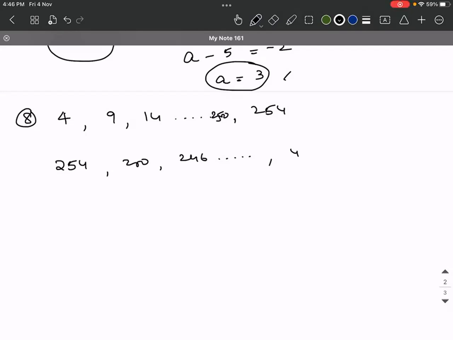Sir, wouldn't it have been 254, 249? So how much is it? 240. Oh, the difference is 5. Okay, 249. I didn't see the difference. Sorry. So it is 249, then it is going to be 244, no?